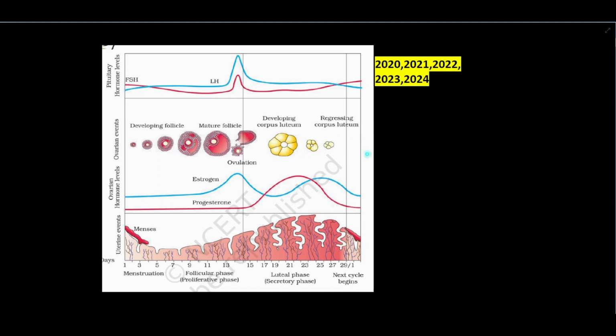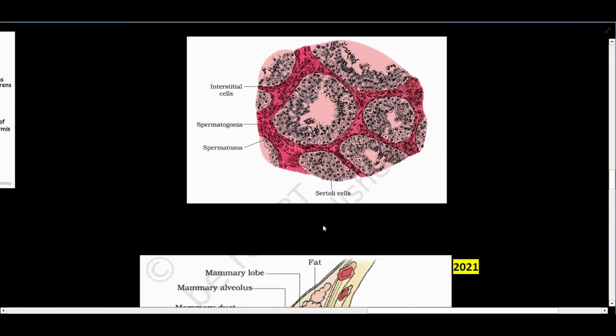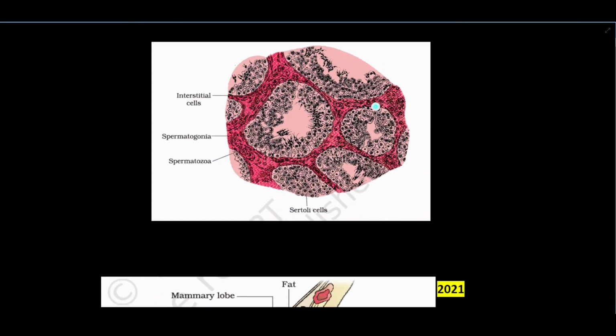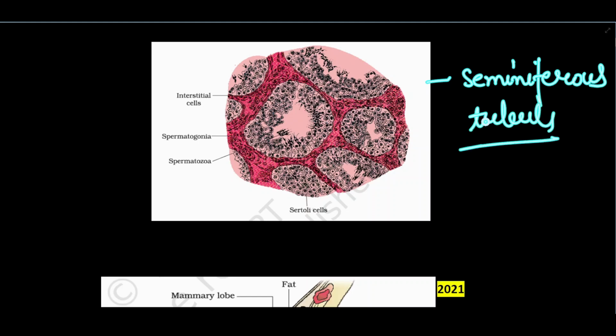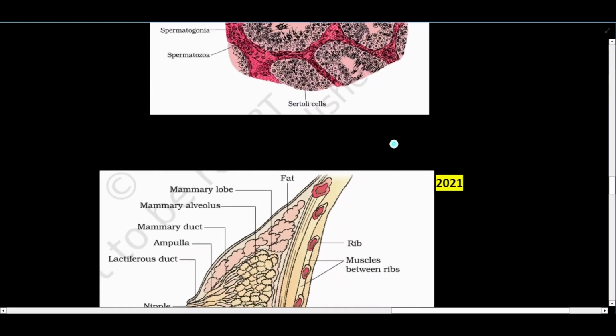So you all should know about the different stages or different phases of the menstruation cycle. The next structure from chapter number 2 is the section of seminiferous tubule. This is also important. So what is the function of interstitial cells, Sertoli cells, is also important. So you should know about it.